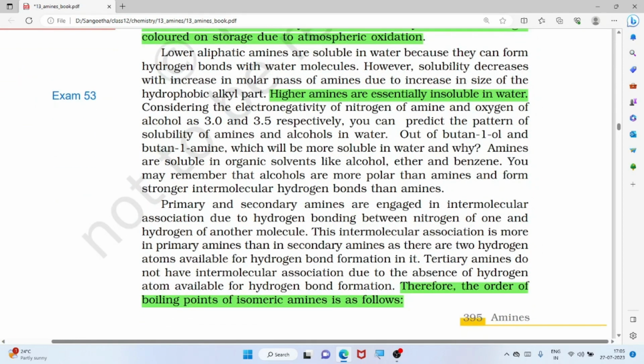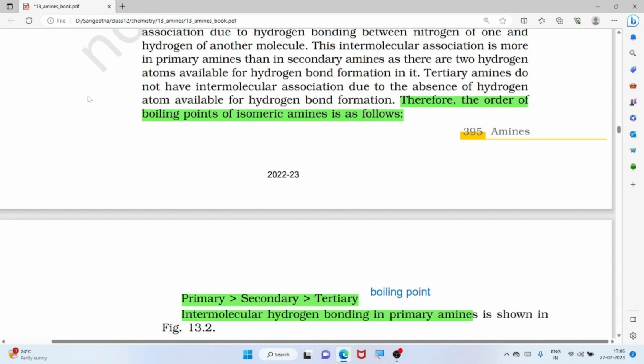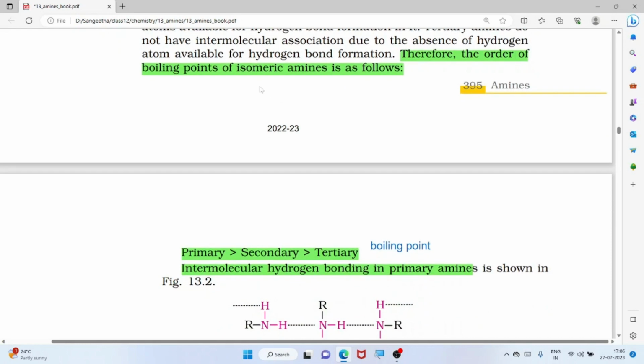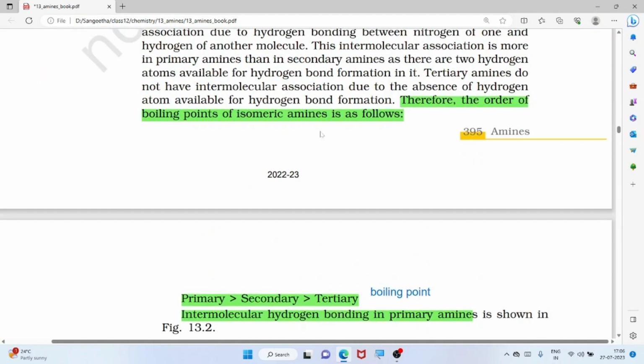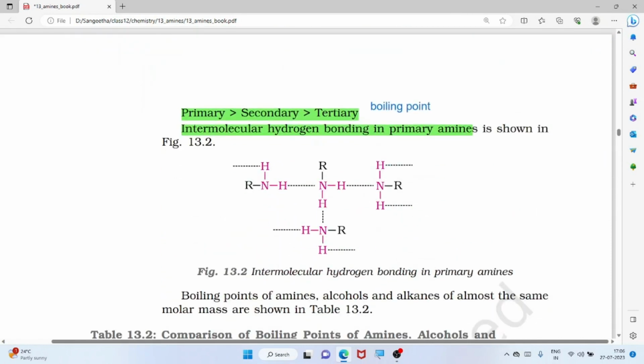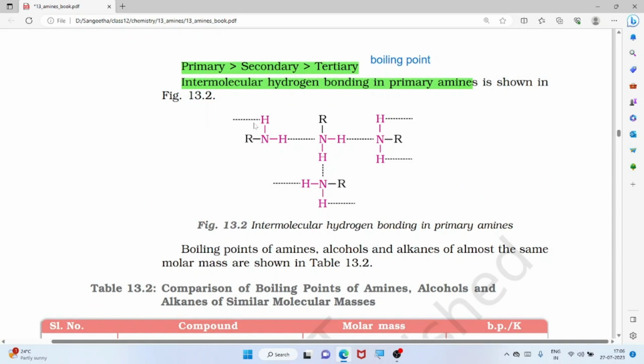Higher amines are essentially insoluble in water. Now the order of the boiling points of isomeric amines, which have the same molecular formula: primary is greater than secondary and tertiary. The intermolecular hydrogen bonding is more in primary amines because they have more hydrogen atoms.